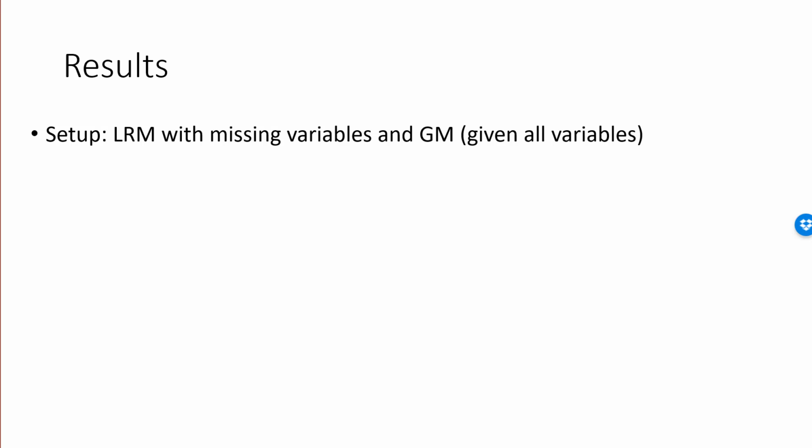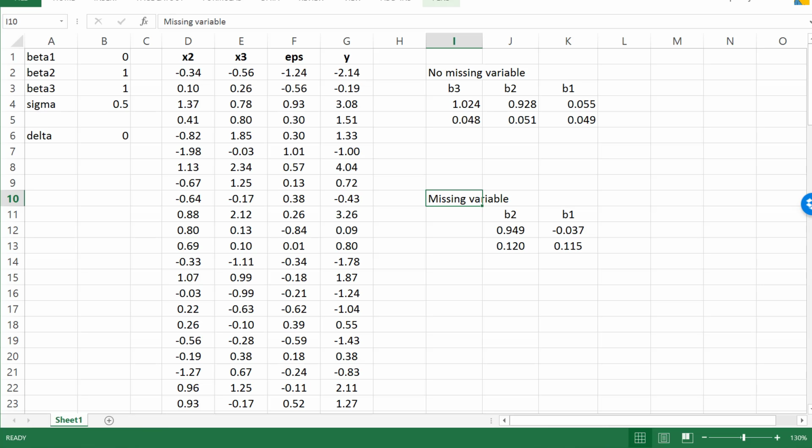First, this is the setup in general. LRM, I have at least one missing variable. I assume that the Gauss-Markov assumptions hold for all the variables, meaning that if I had included the missing variables, I would get consistent and unbiased estimators, and OLS would be efficient. That's the assumption here. For example, that assumption is satisfied in the simulation because I have simulated the error term such that it has expected value 0 and a constant variance equal to 0.5 squared.